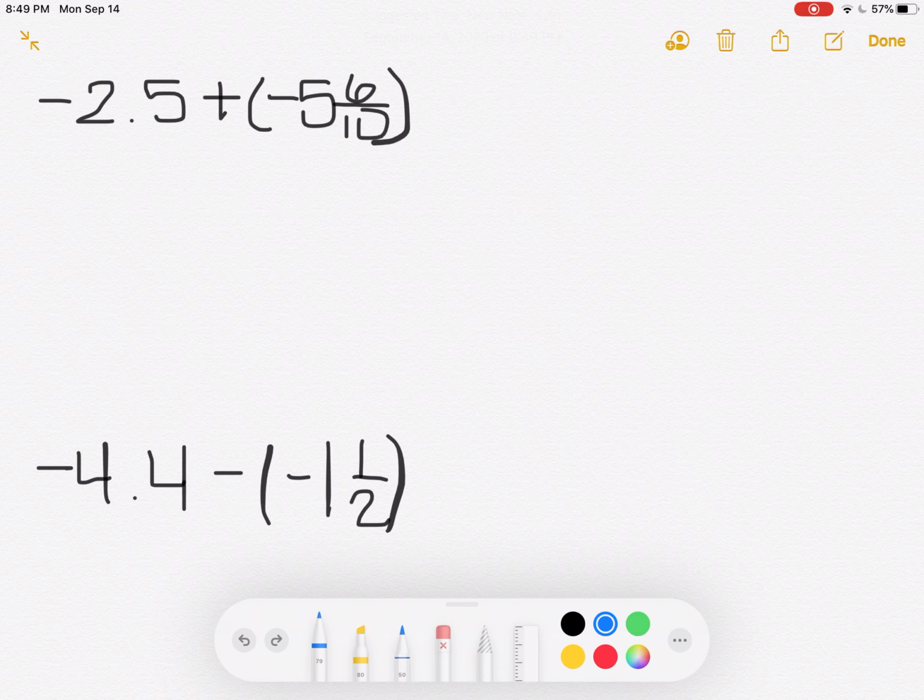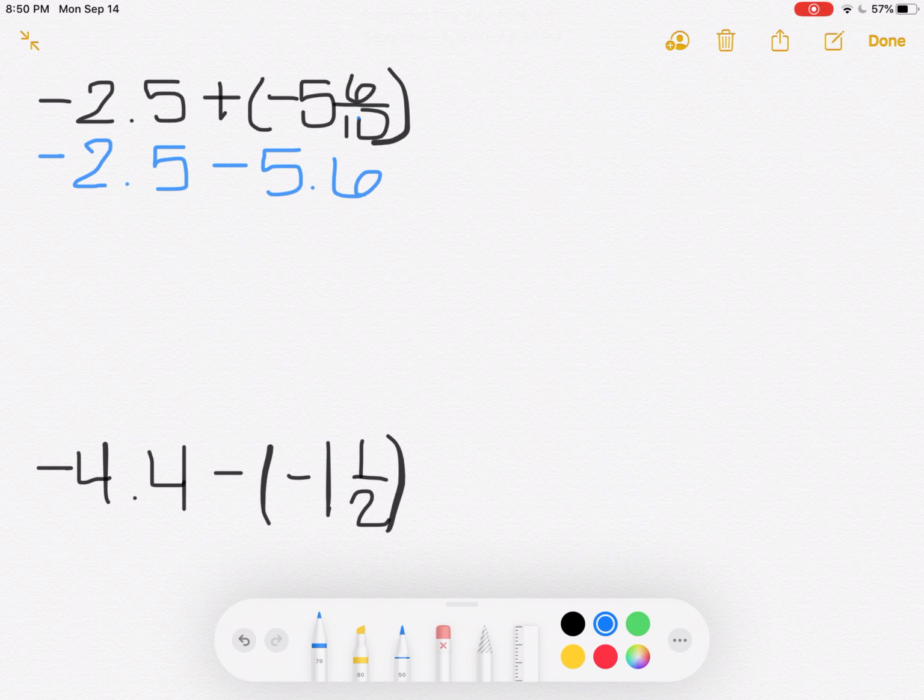All right, we're going to look first at A, negative 2.5 plus negative 5 and 6/10. So here we'll do the decimal way first and then the fraction way. When we're working with decimals, we're going to have negative 2.5 minus 5.6. 6/10 is 0.6. Now here we have a negative minus a negative. So remember, we have to add those and then make our final answer negative.